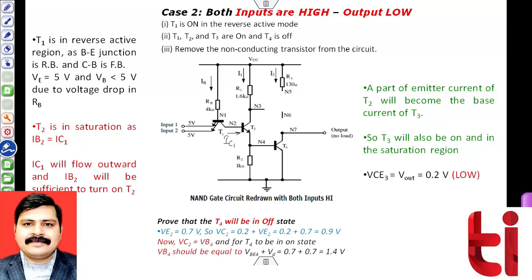But we have just calculated that the value of VB4 is 0.9 volt. So as this particular value is less than 1.4, therefore I can say that the transistor T4 is off. Okay, so this is the working of my NAND gate. For the totem pole case, we have considered two cases and we have verified both the cases. Okay, so thank you.